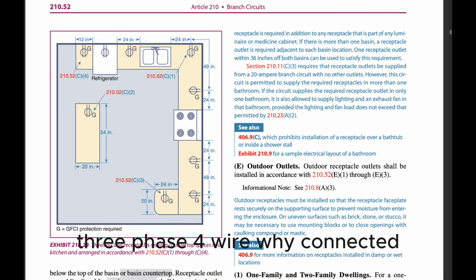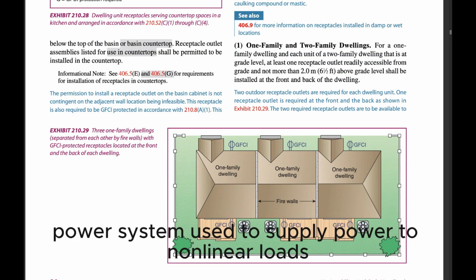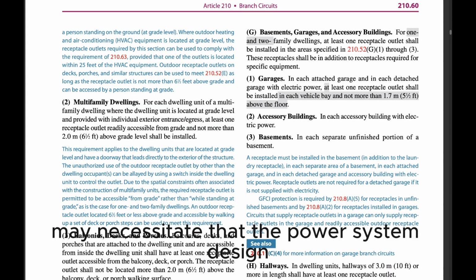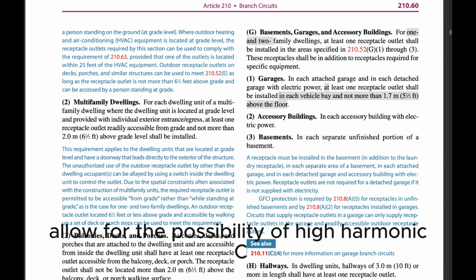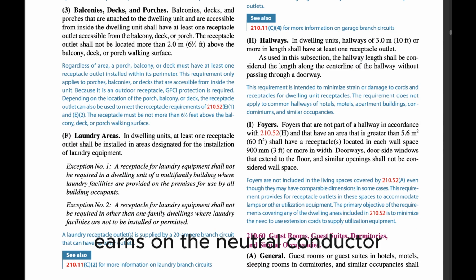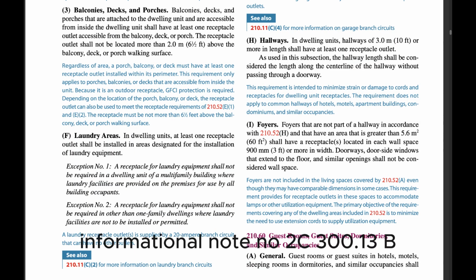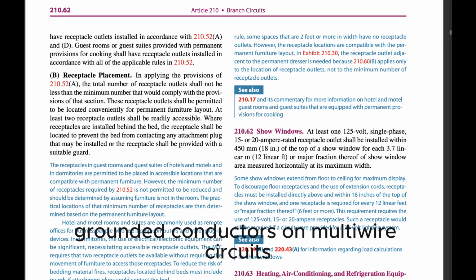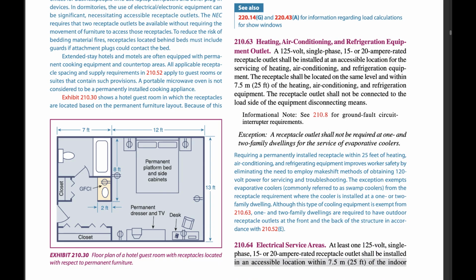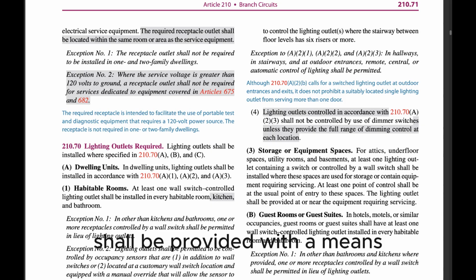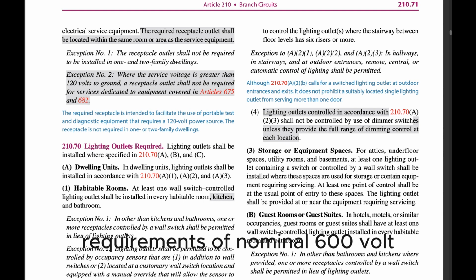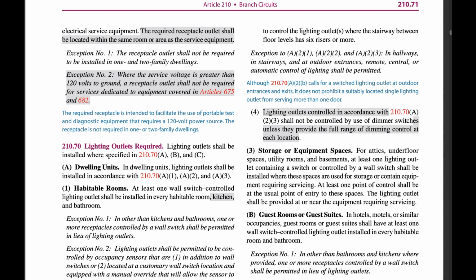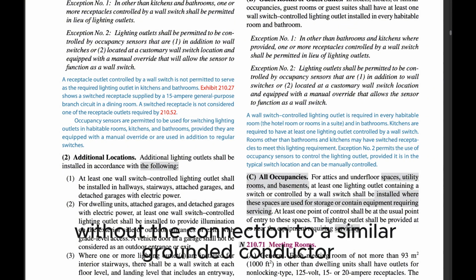Informational Note No. 1: a 3-phase, 4-wire, wye-connected power system used to supply power to nonlinear loads may necessitate that the power system design allow for the possibility of high harmonic currents on the neutral conductor. Informational Note No. 2: see 300.13(B) for continuity of grounded conductors on multi-wire circuits. (B) Disconnecting means. Each multi-wire branch circuit shall be provided with a means that will simultaneously disconnect all ungrounded conductors at the point where the branch circuit originates.